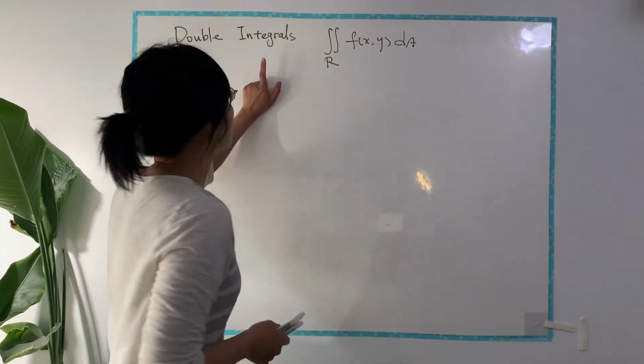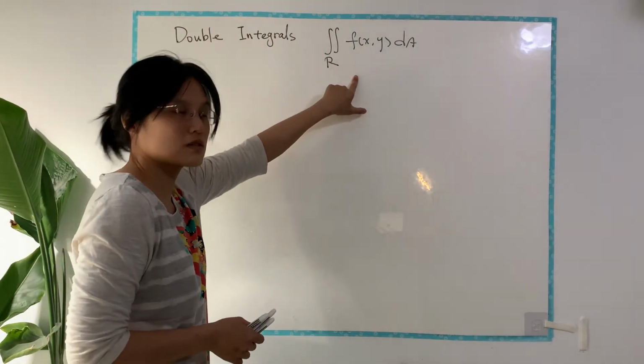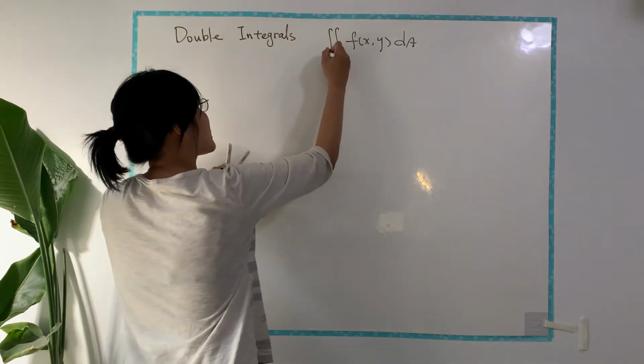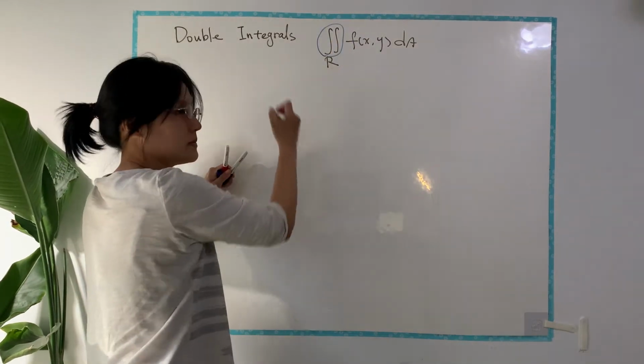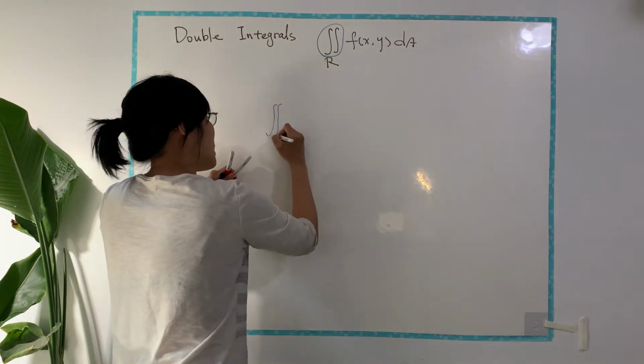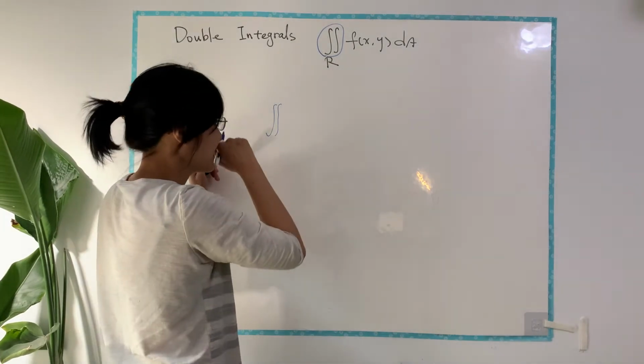Let's talk about double integrals. The notation of the double integral looks like this. These two long S's, they're together. So this is one piece of the notation. Do not separate them.